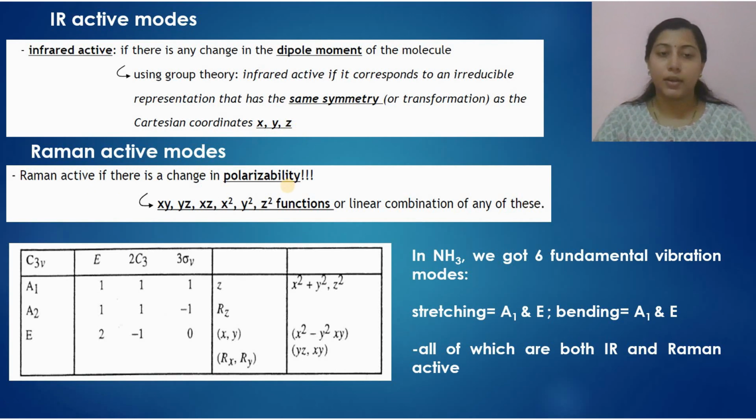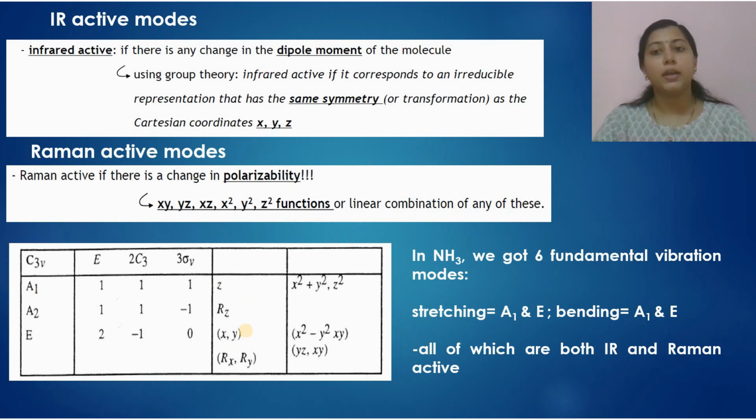Or by looking at the character table, we can say that a particular vibrational mode is Raman active if it corresponds to an irreducible representation that has the same symmetry as the binary functions like xy, yz, x square, y square, etc. or a linear combination of any of these. Now we have stretching and bending modes as A1 and E. Now looking at A1, it has the component z. E also has the components x and y. So both A1 and E are IR active.